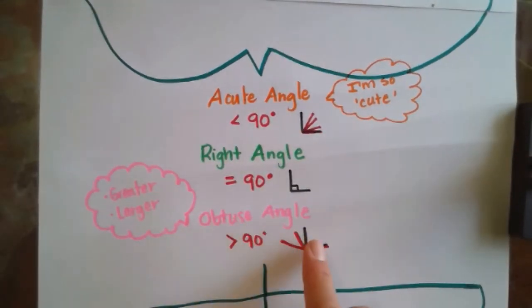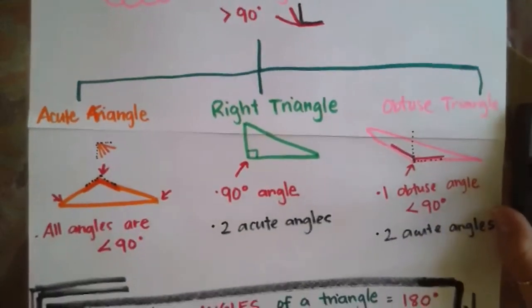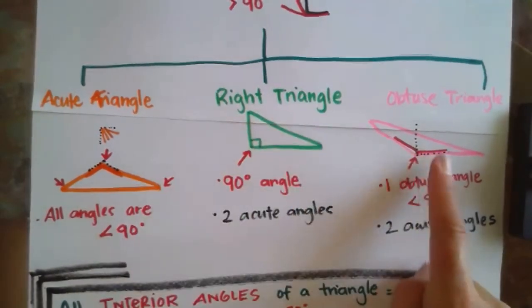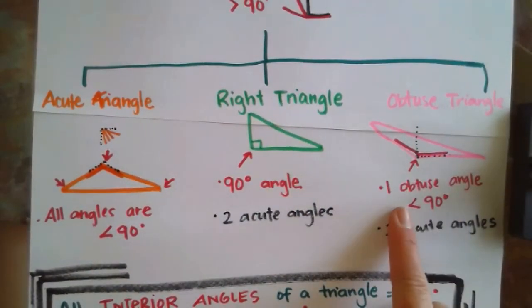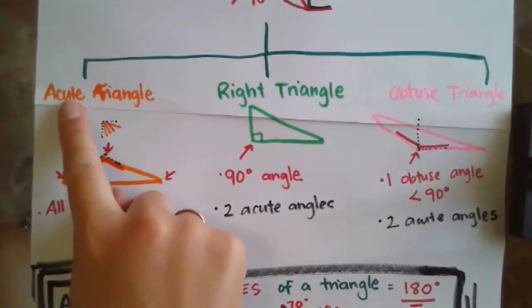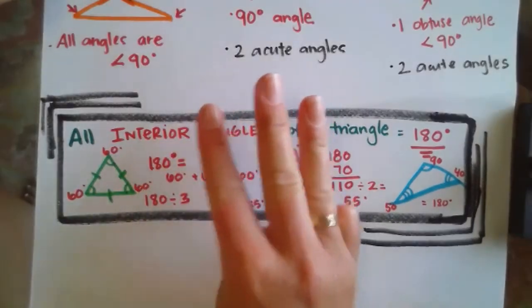We can then identify triangles by their angles. If they have a right angle, then it's called a right triangle. If they have one obtuse angle, so one extremely large angle, it's an obtuse triangle. And acute triangles have all angles less than 90 degrees. Don't forget that all triangles, their interior angles add up to 180 degrees.